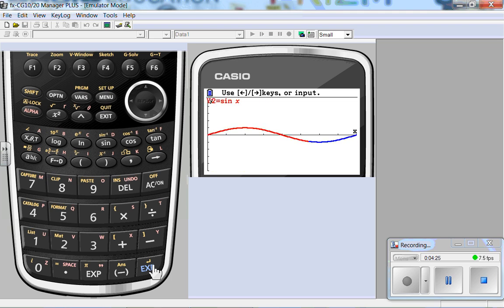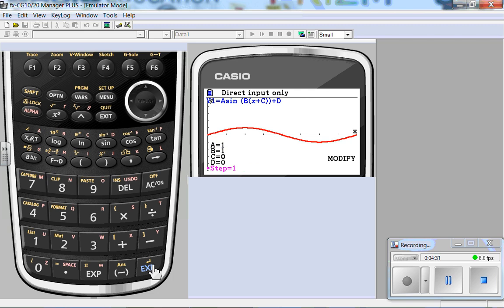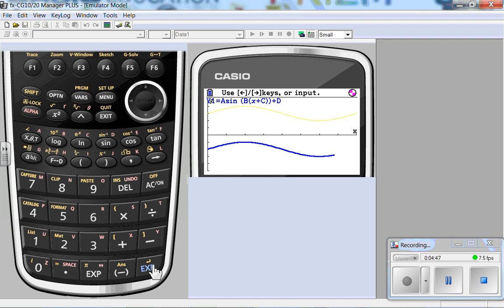And finally, D. I change my step back to 1. And I'm going to go to D, and I'm going to increase D. And what happened? All right, what if I go negative? Let's go -2. Again, notice what's happening. Shifting up, shifting down.